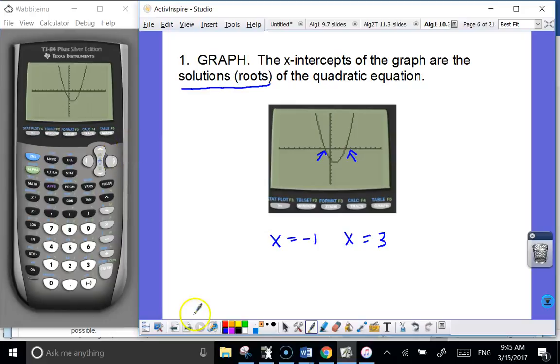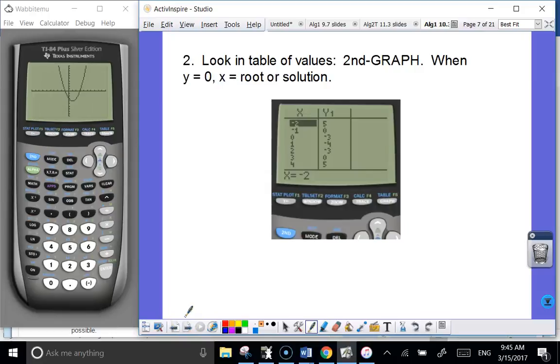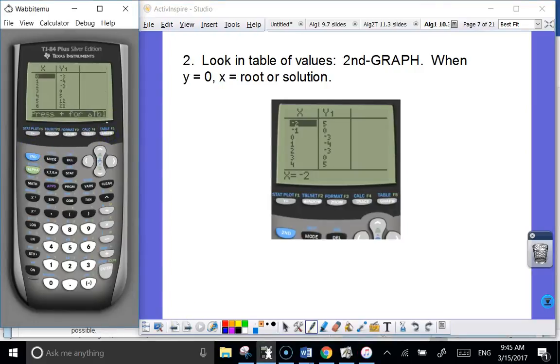Second, you could look in the table of values. But where's the table of values? Second graph. And again, if you want to find the x-intercepts, then look for where y equals 0. Isn't that what we just said? If the y is 0, then that is the x-intercept. So right there, x is -1, so that's one answer. And then the other one is 3. So if you're not sure, especially if it's at the edge of the screen and you're counting those little lines, is that 8 or 9 or whatever, go to the table of values and just find it there. That'll tell you for sure where it's at.